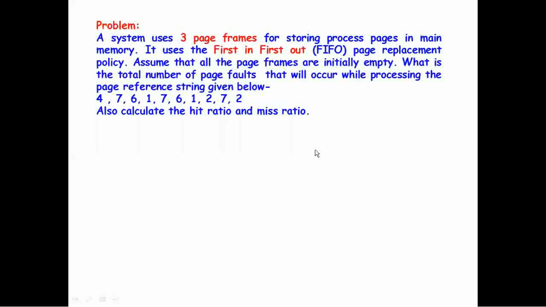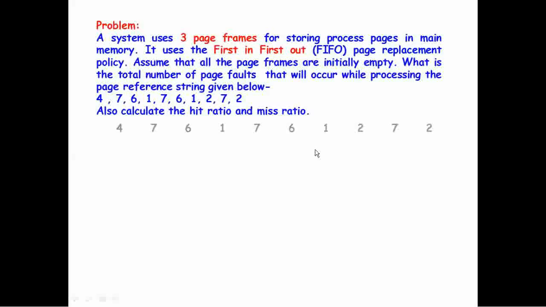Let us see how to solve a problem using FIFO page replacement. The given problem contains 3 page frames. Initially, these 3 page frames are empty. We need to find the total number of page faults for the given reference strings, and we need to calculate the hit ratio and miss ratio. The page reference strings given are, these are all the reference strings.